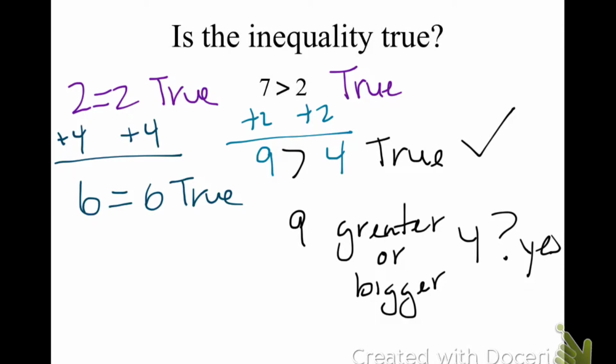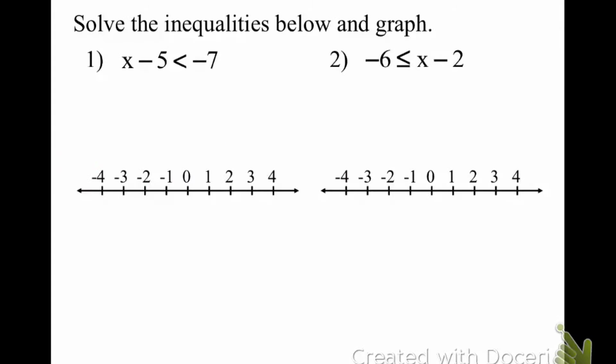So we're going to take the same ideas dealing with the equal sign and now apply them to our inequality signs. Whatever you do to one side, you must do to the other. Why? Because we want to keep a true statement. So go write down the directions, solve the inequalities below, and graph, and go write down number 1. Don't write down the graph just yet.